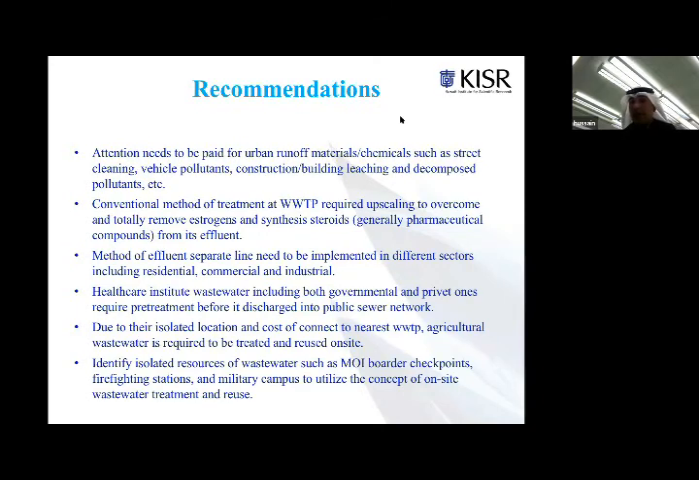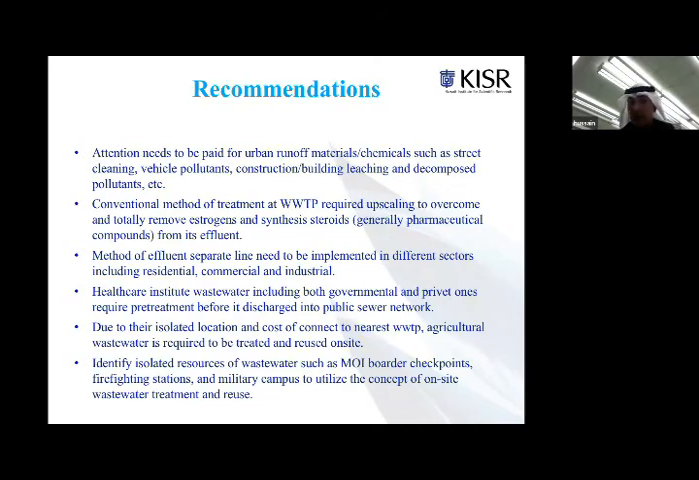As I said, as we tested, the tertiary process produced by the ultraviolet or the chlorine was not sufficient, and we need to upscale those treatment plants in order to overcome this problem. The next point is that the method of separate effluent lines needs to be implemented in different sectors, including residential, commercial, and industrial. So the process of treating grey water will be different from the process of treating black water or industrial wastewater. It has to have a different line for the process of treatment.